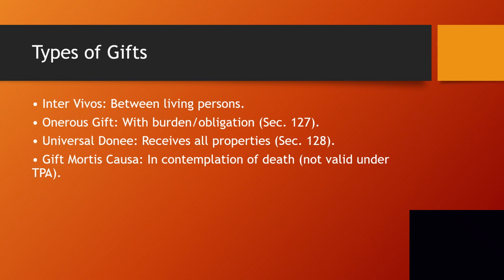There are different types of gifts. Firstly, gift between living persons, that is referred to as the inter vivos gift. Secondly, gift that involves a certain proportion of burden or obligation to repay under section 127, that is onerous gift. Next, there is universal donee, the donee who receives all properties under section 128 of the concerned act. Finally, gift mortis causa, that is a gift made in contemplation of death. This type of gift is not valid under the concerned act, that is the Transfer of Property Act.